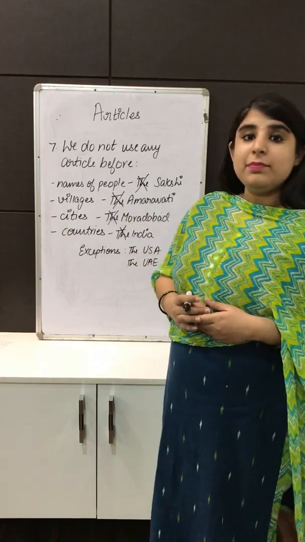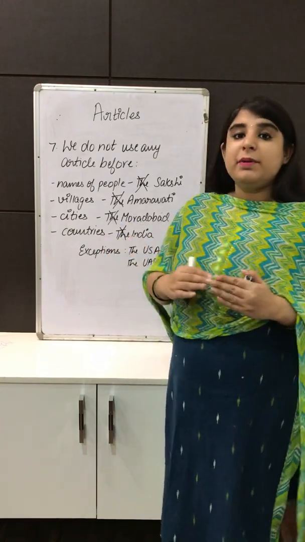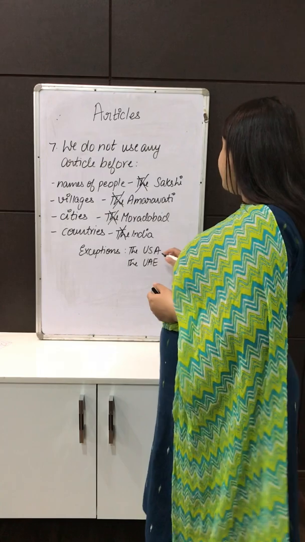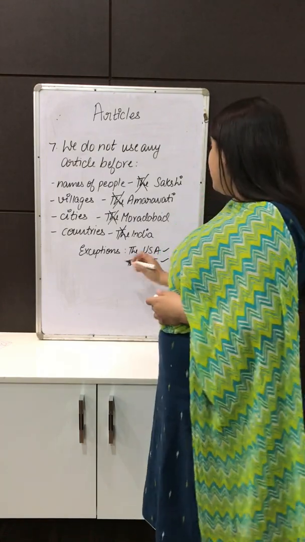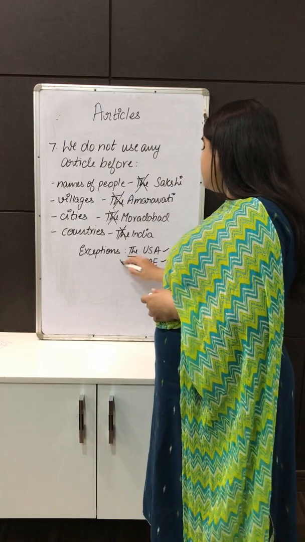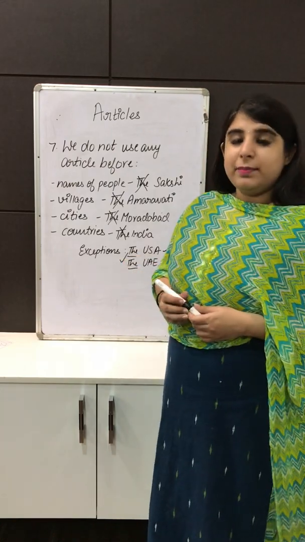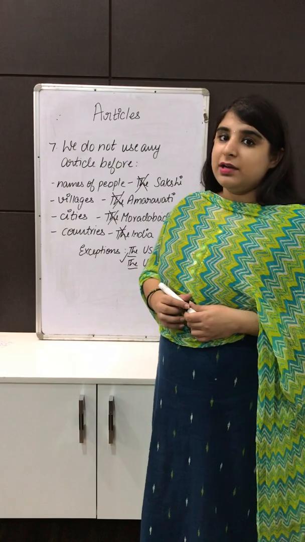But there are some exceptions. When we are talking about a group of countries like USA or UAE, then we use the article the before them. So we say the United States of America or the United Arab Emirates.